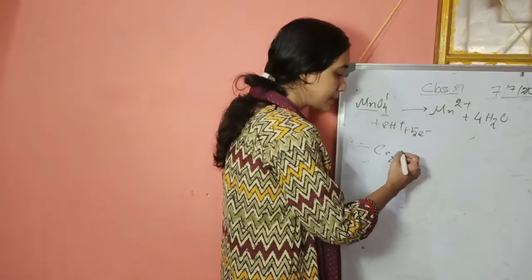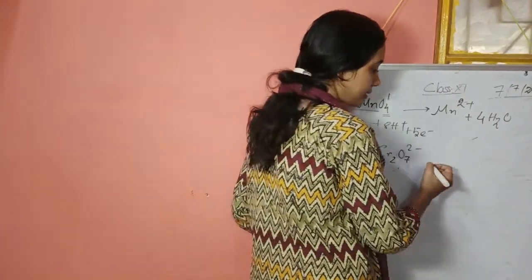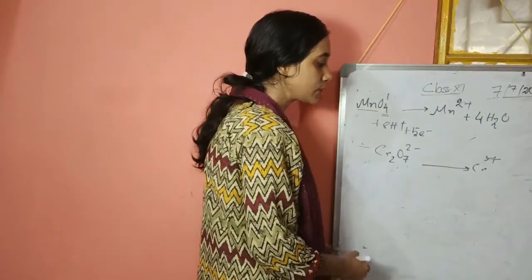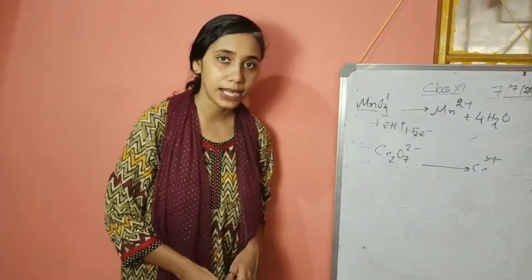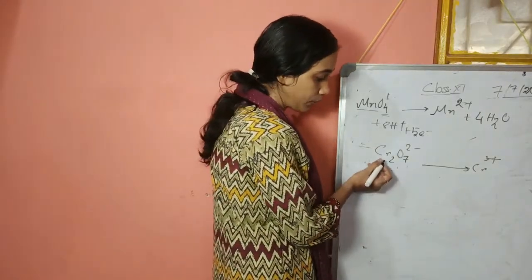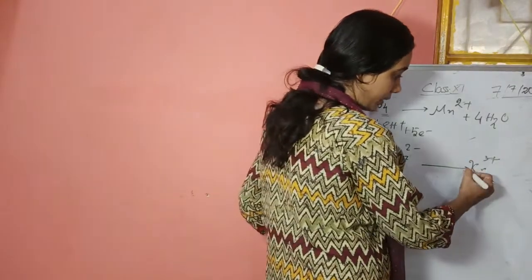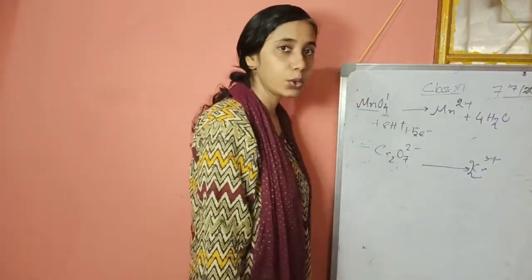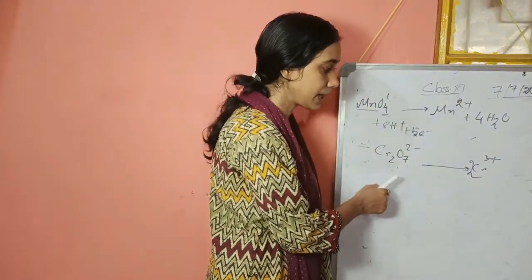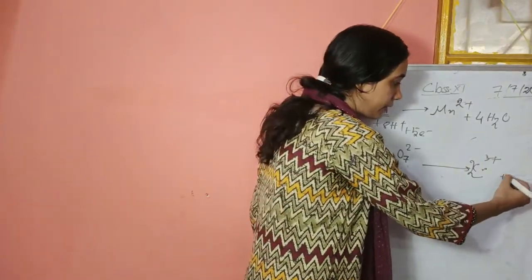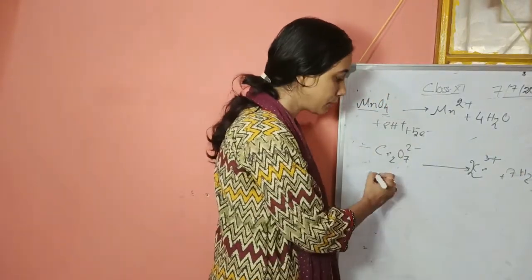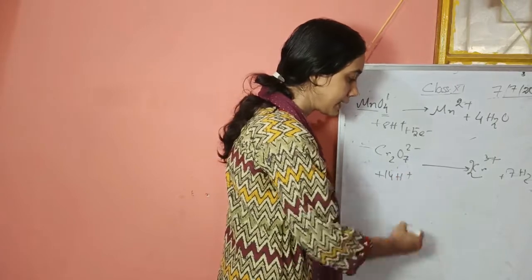Similarly, if you need to balance Cr2O7 2-, that is dichromate ion, to Cr3+ in the acidic medium, what you need to do? First you need to balance the atoms other than oxygen and hydrogen. So the first stage is to balance chromium. Here 2 chromium, here 1 chromium, so you balance chromium; it's 3+. Next you need to balance oxygen by adding water. So here we will have 7H2O. Now oxygen is balanced. Now hydrogen you need to balance by adding H+.